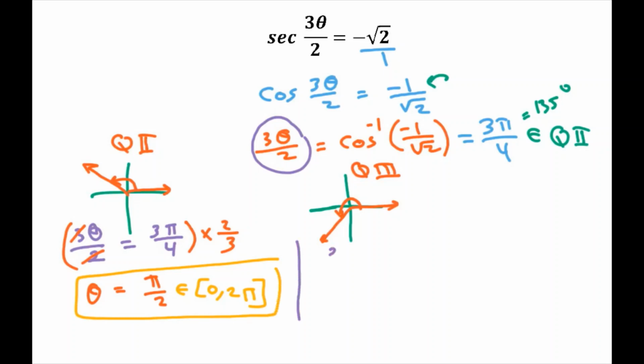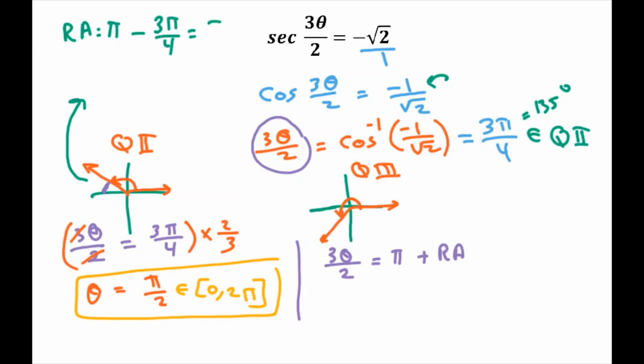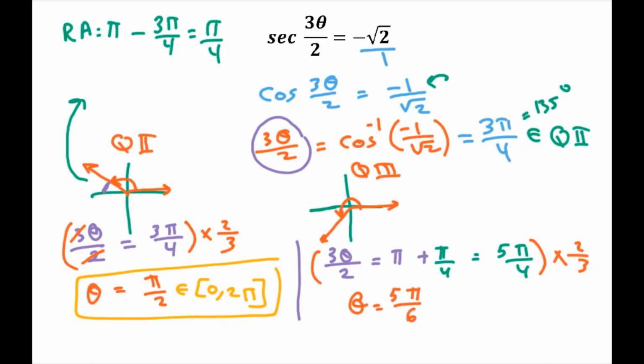Going on to this one, 3 theta over 2 equals, I need to know the reference angle. Because for 3 theta over 2, my angle will be equal to pi plus the reference angle. So the reference angle is basically this one here. Let's calculate it. The reference angle will be equal to pi minus 3 pi over 4, which is going to be pi over 4. I'm going to erase this and put pi plus pi over 4, which is equal to 5 pi over 4. Now I can multiply both sides by 2 over 3. So theta will be equal to 5 pi over 6. And again, 5 pi over 6 is basically 150 degrees. So it's still an angle between 0 and 2 pi.